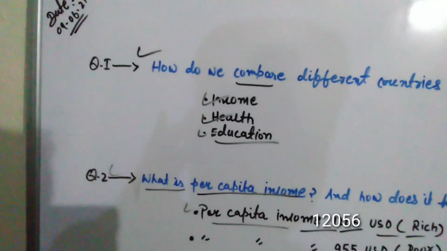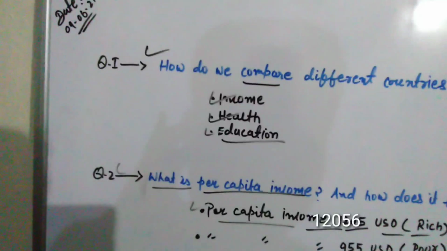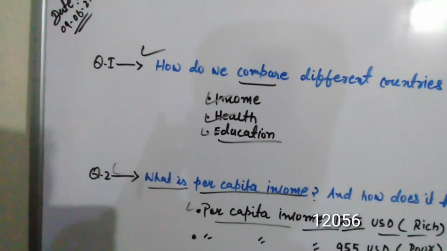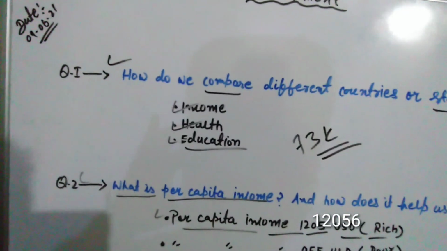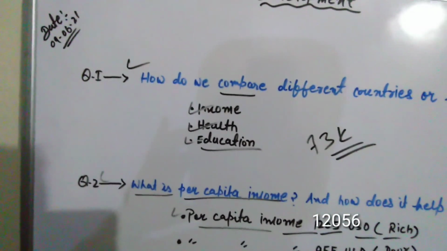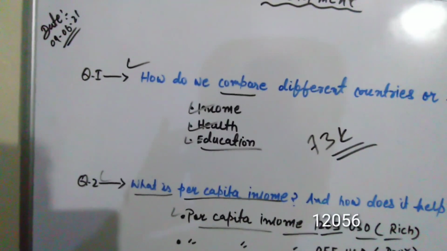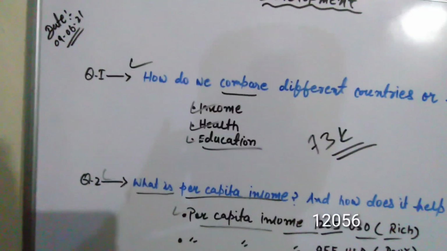Okay, in more simple words, a country where monthly salary of people is around 73,000 rupees will be a rich country.